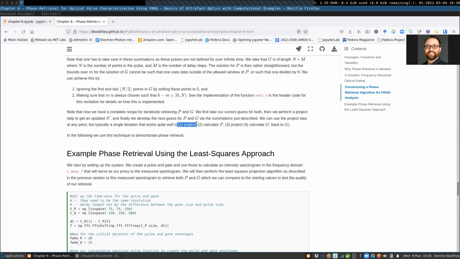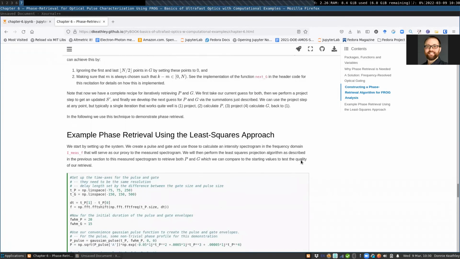So then we have a final set of procedures. One is that we do this projection to get our S prime. 2 is that we calculate P. 3 is we project again, and this is how we're going to do our retrieval. It's a little bit more efficient. We project again to get our new S prime. Then we calculate our next G, and then we go back to 1, right? We project again, get our P, project, get our G, project, get our P, project, get our G. We just keep going through this process over and over. And what's going to happen is that all the terms in P and all the terms in G, they will slowly start to converge to their true values if everything is set up appropriately.